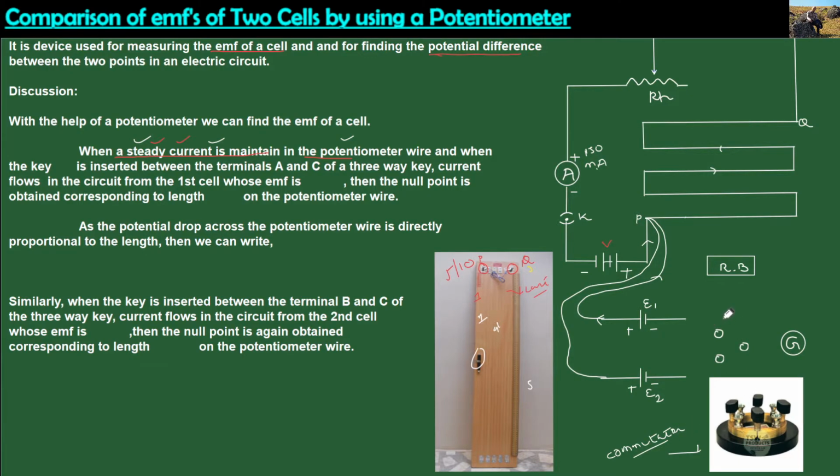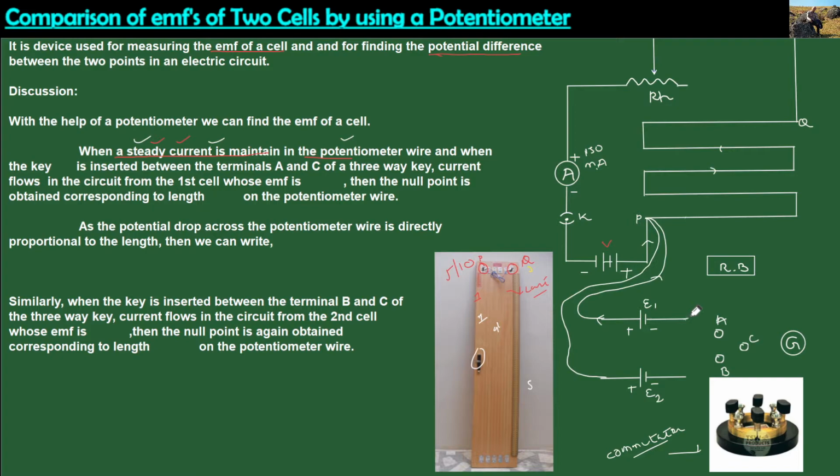In this case we require a three-way key having plugs. We can take out these plugs and there will be gaps. So over here let this be the point, the terminal A, where we will insert. This will be A, this will be socket B, and let this be C.